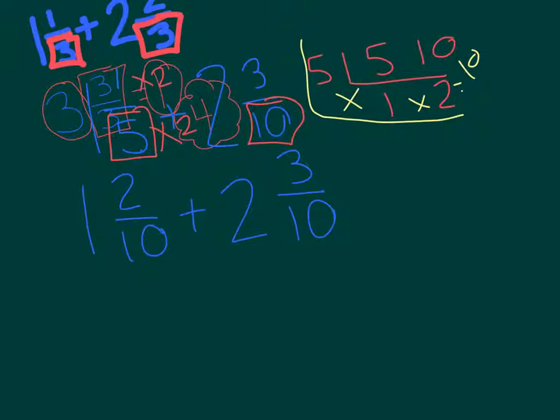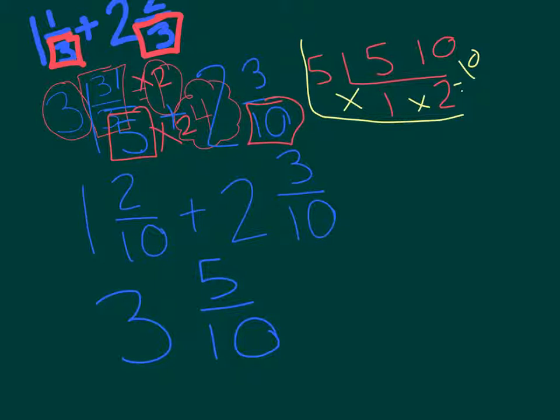All right, so I'm going to add my whole numbers. So 1 plus 2 is 3. Your denominator always stays the same when you're adding. You never add the denominators. The only thing you add are the whole numbers and the numerators. 2 plus 3 is 5.